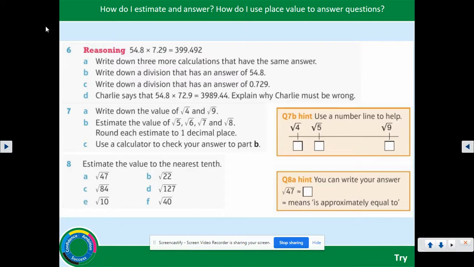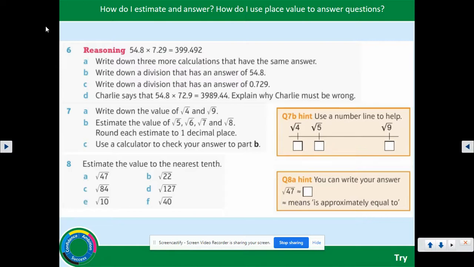Part A wants you to write 3 more calculations that will have the same answer. So think about how you'll do that. Part B says write down a division that has the answer of 54.8. So think about how you'd rearrange your fact. Part C, write down a division that has an answer of 0.729. So think about what you'd have to change. Be careful, remember it's a division. And then part D says Charlie says that 54.8 times 72.9 is equal to 3,989.44. Explain why he must be wrong.